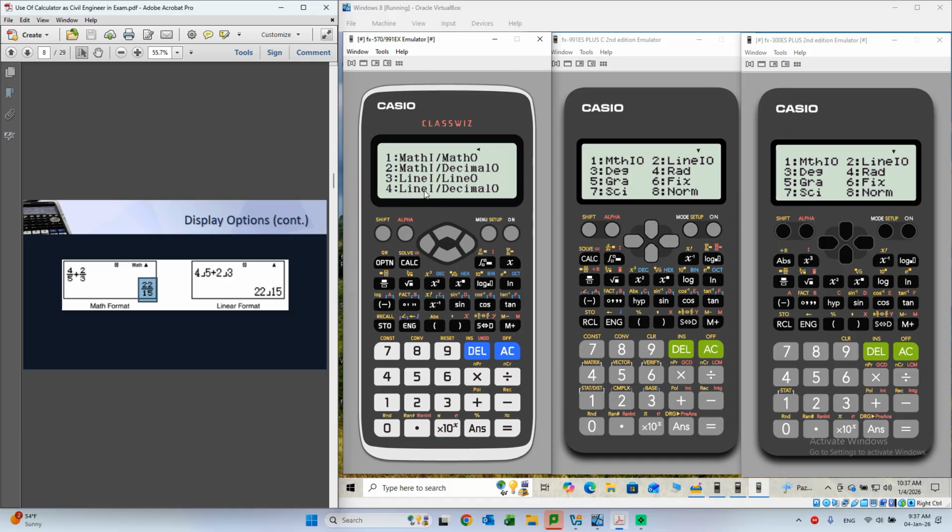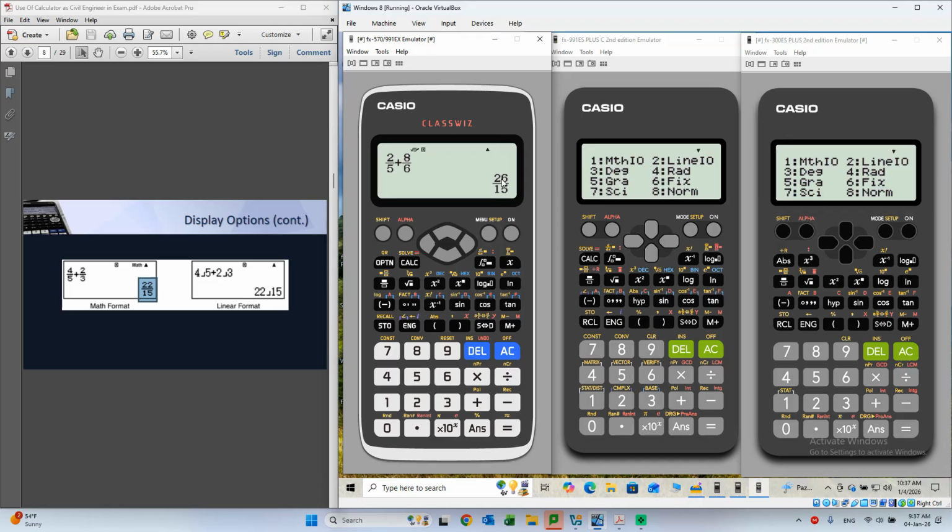I mean, with this linear we have it. If I choose the first one, math and math, by the way, here the numberings, you use the number on the keypad or numpad to activate it. So if I choose this one here, now if I say 2/5 plus 8/6, I say equal, it gives me 26/15.